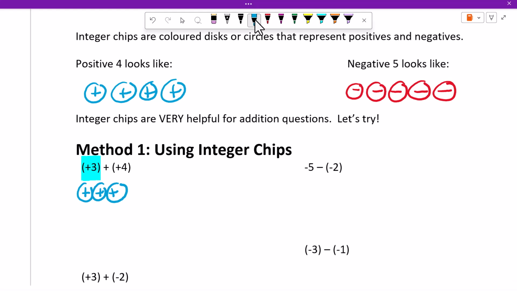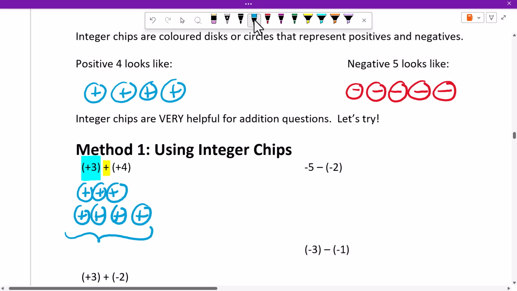Then we have the symbol in between these. That's right here, the plus sign, or add on, or addition. It says, hey, we have 3 positive, add on another 4 positives. That's what the math sentence is saying, using numbers. Add on another 4 positives. 1, 2, 3, 4. And what we have all together is our answer. So what's our answer? 7, or positive 7. We don't need to show the plus sign.